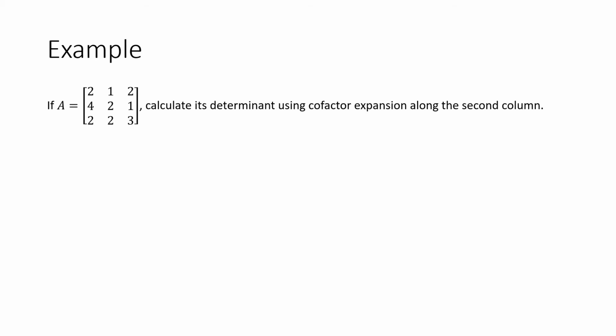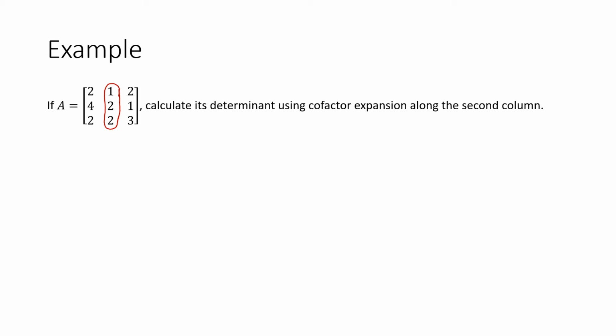So, as an example, take that matrix. Let's calculate the determinant using the cofactor expansion along the second column. Now, this matrix should look familiar. It's the one we did a few minutes ago, where we saw that the determinant was equal to 6. Well, now we're going to calculate it using a different column. We're going to do that column. We're going to calculate the determinant using cofactor expansion along that column.